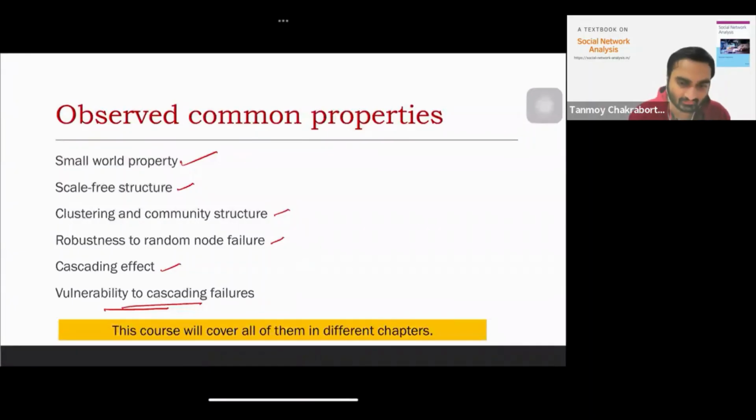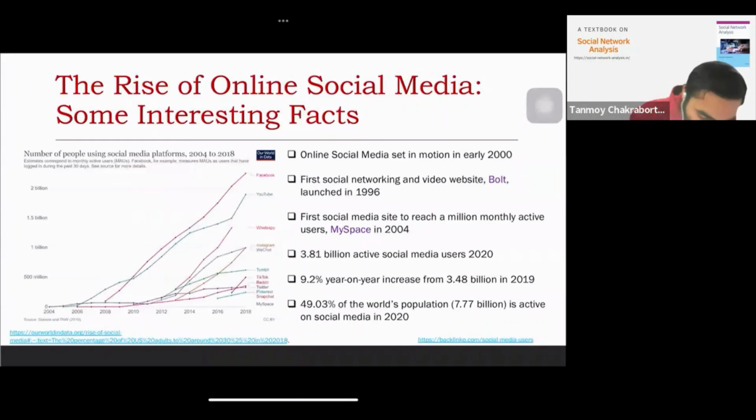So we'll discuss all these things and all these properties in this course. And now you may ask why social network analysis is so important these days. The major reason is the amount of data that we receive every day. If you look at the history of social media, right?